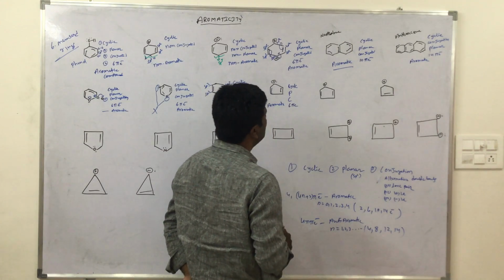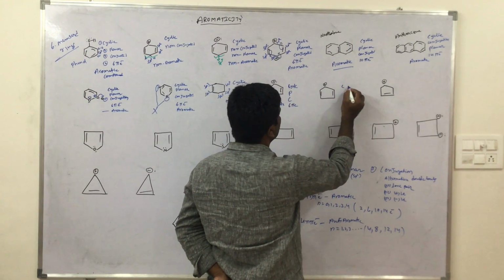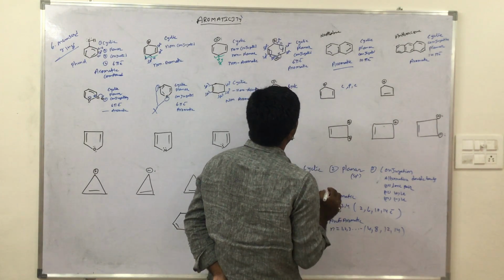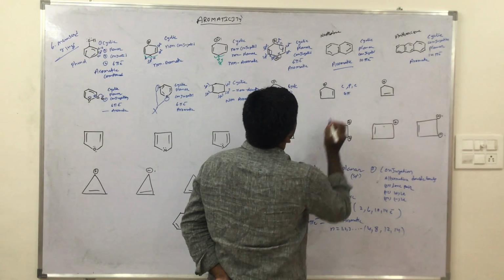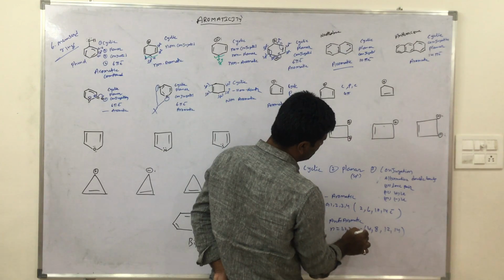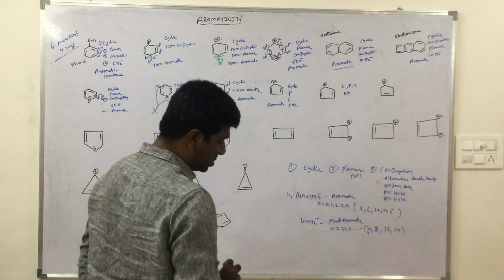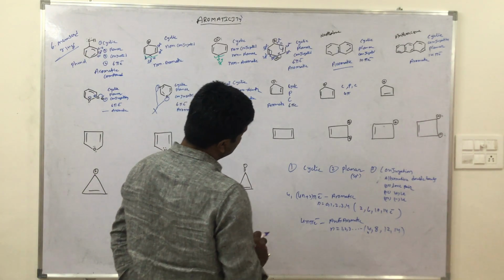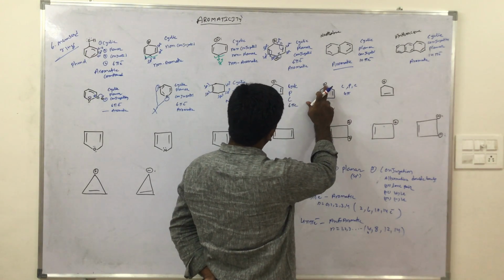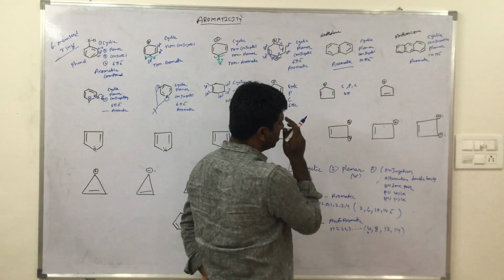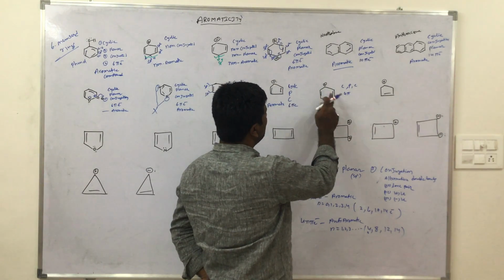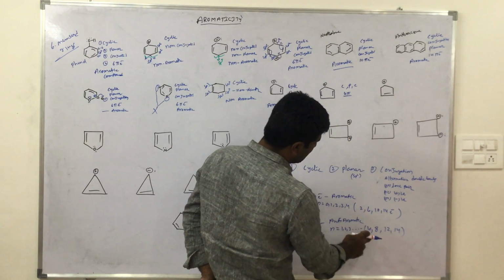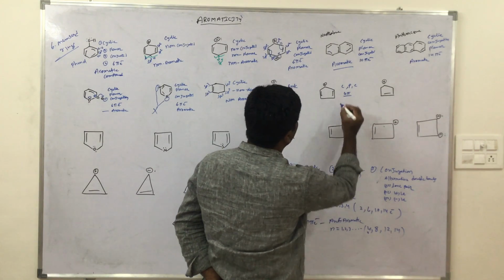Here also positive charge. Cyclic, planar, conjugated. 1, 2, 3, 4. 4 pi electrons. Observe carefully, only here negative charge having lone pair of electrons, but positive charge there is no lone pair of electrons. So here only 4 pi electrons. 4 pi electrons belongs to which category? This one. Observe carefully. Anti-aromatic.